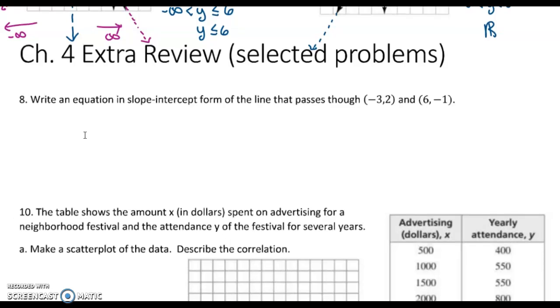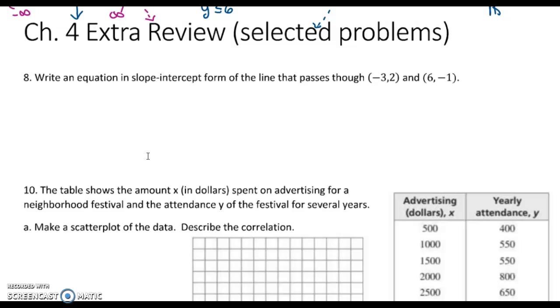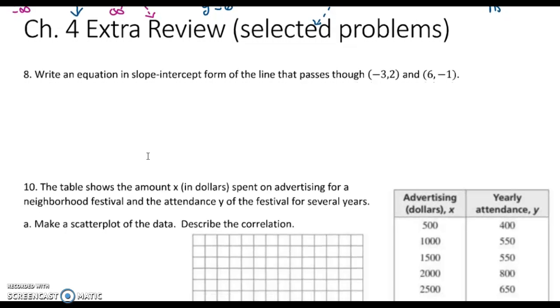Okay, these are extra review problems. All that means is I've gone out specifically to find them. So if I've gone out specifically to find them, they're probably fairly important. So the first thing it wants to know is write an equation in slope-intercept form of the line that goes through these points. So you find the slope with y2 minus y1 over x2 minus x1.